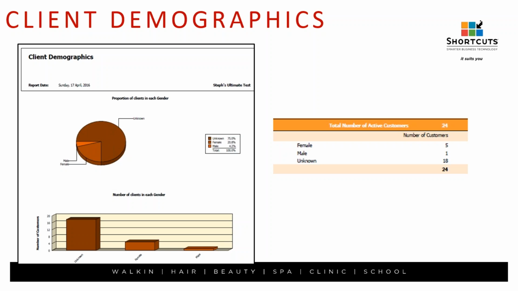Now, if you're the type of salon or barbershop that likes to market to men or women differently based upon their gender, maybe we want to send the "it's time to see you again" to men sooner than we want to send it to women. If that's important to you, these are the kind of things that you need to be tracking in your database. So that's the client demographic report.